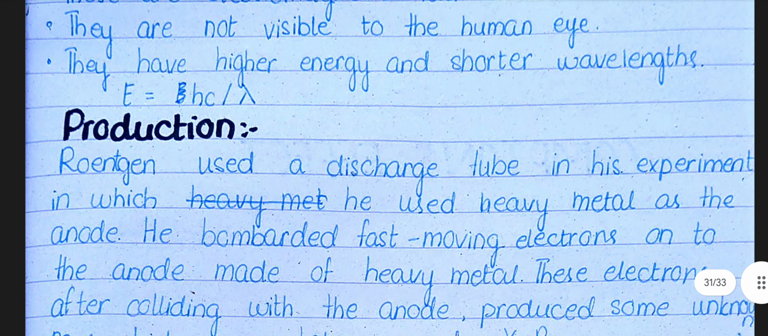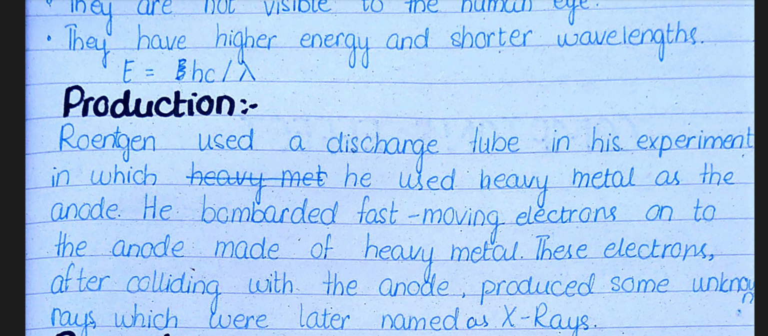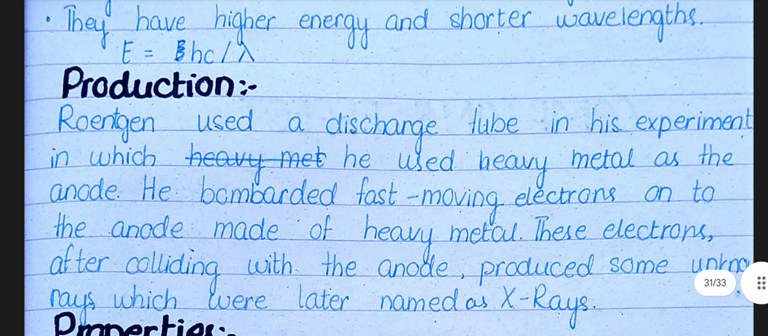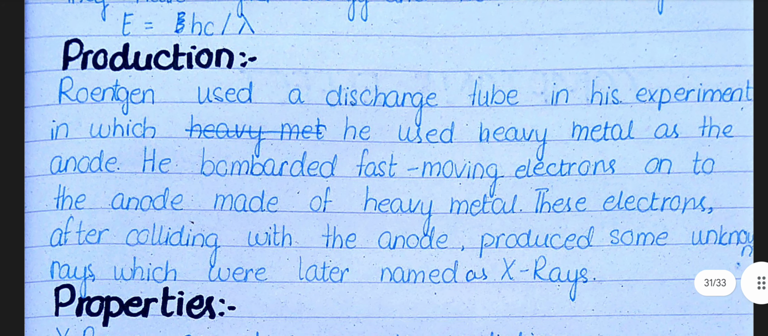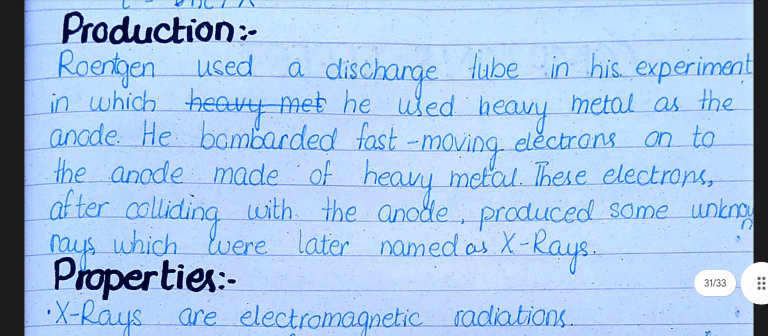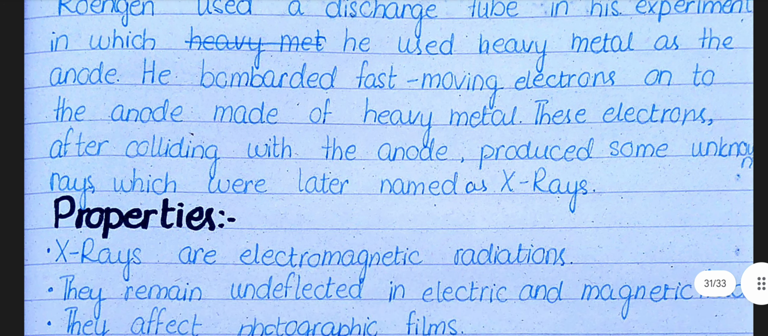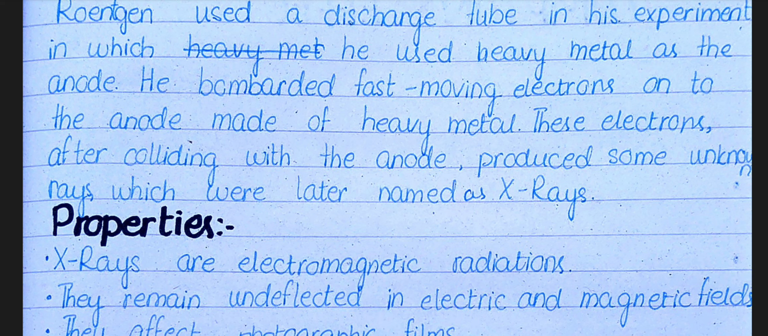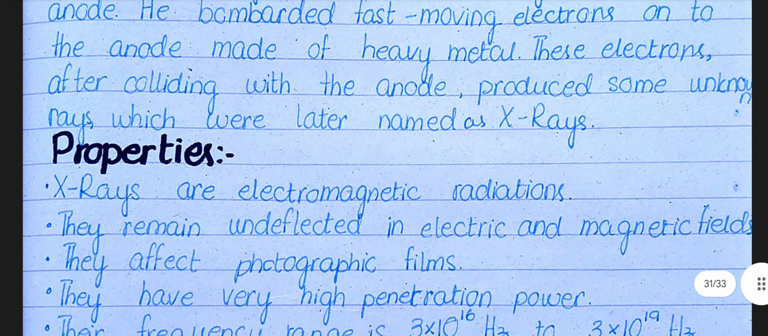Production: Roentgen used a discharge tube in his experiment, in which he used heavy metal as the anode. He bombarded fast moving electrons onto the anode made up of heavy metal. These electrons, after colliding with the anode, produced some unknown rays, which were later named as X-rays.